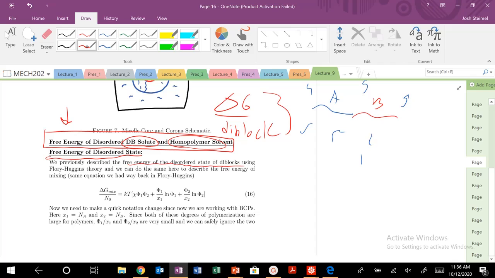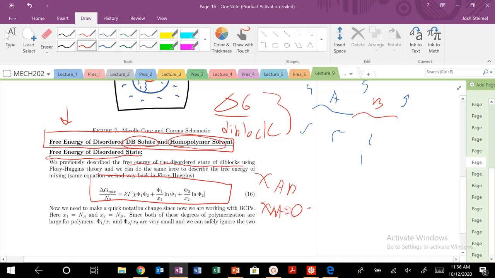So we can describe that the same way we've described our Flory-Huggins theory. What changes in here? We know that chi A is equal to 0, which equals chi B. And a quick notation, because we're looking at block copolymers: species 1 and 2 are just A and B, but there are block copolymer volume fractions. So x sub 1, x sub 2: x sub 1 is going to be equal to phi A over Na, and x sub 2 is phi B over Nb, as you can see here.